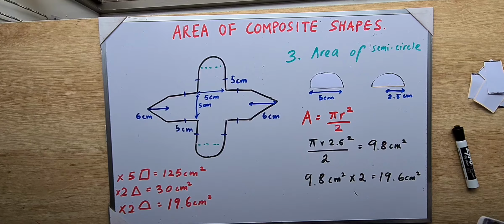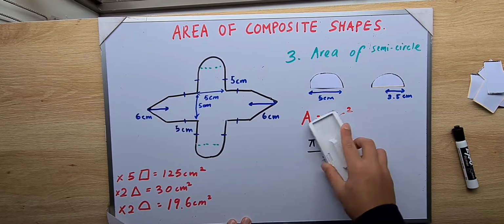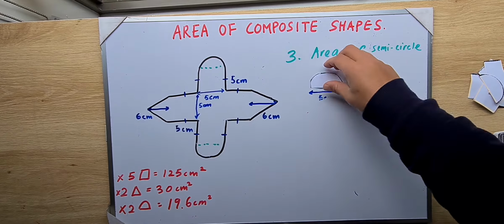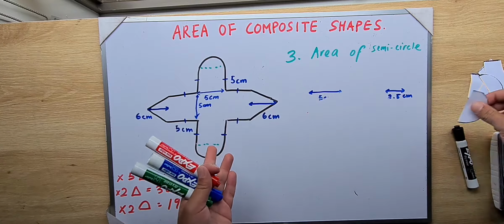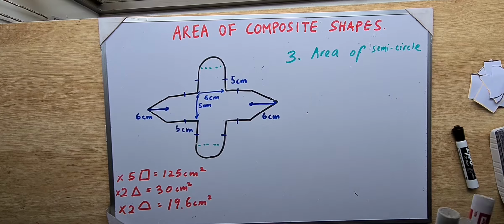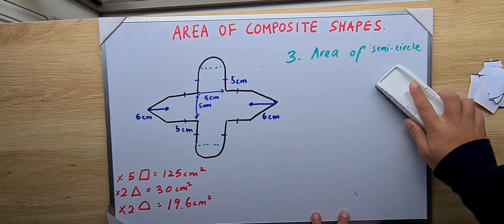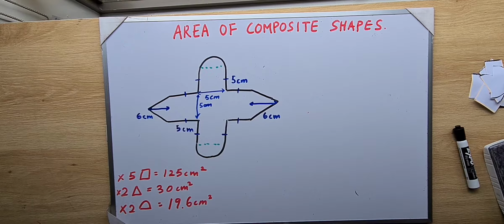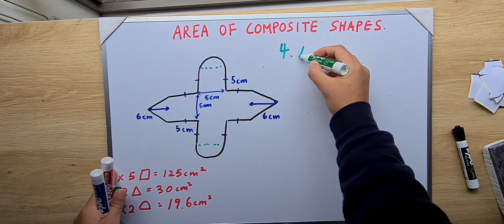Now if you go back to the beginning, I said that we needed to calculate the area of each shape that comprises our composite shape and add them all together. And so we've got all the information that we need now. The final step is just to add all the shapes together.